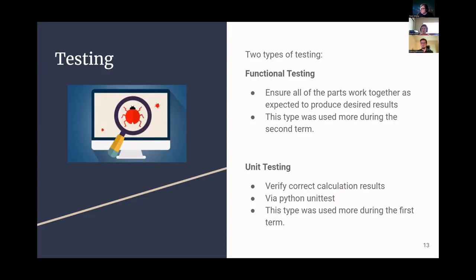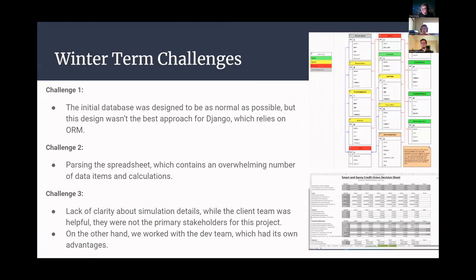During development, we used two types of testing: functional testing, which was used primarily this second term, and that was manually ensuring that all parts of the program work together as expected to produce our desired results. The first term, we primarily focused on unit testing to verify the large number of calculations, and we did that via Python's unit test through Django's implementation.